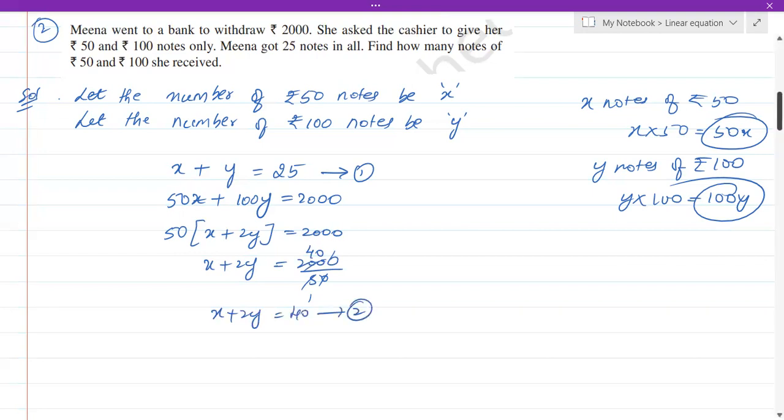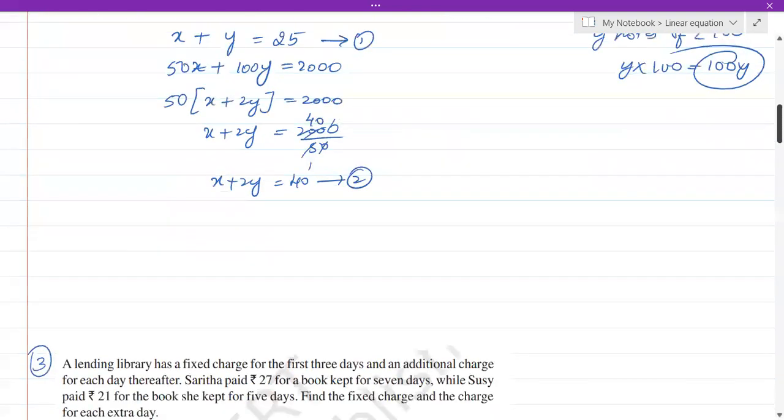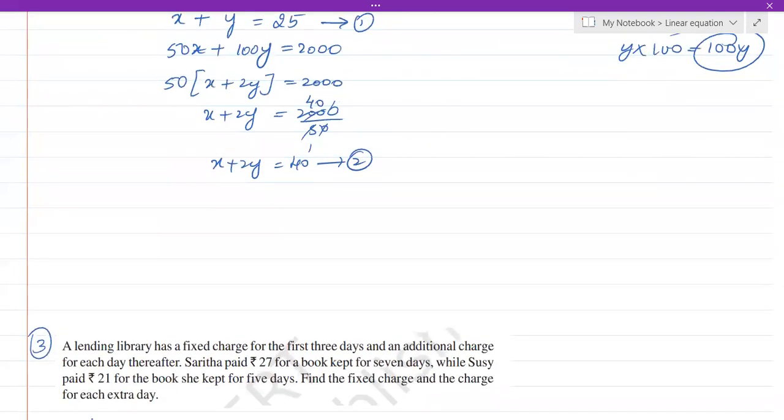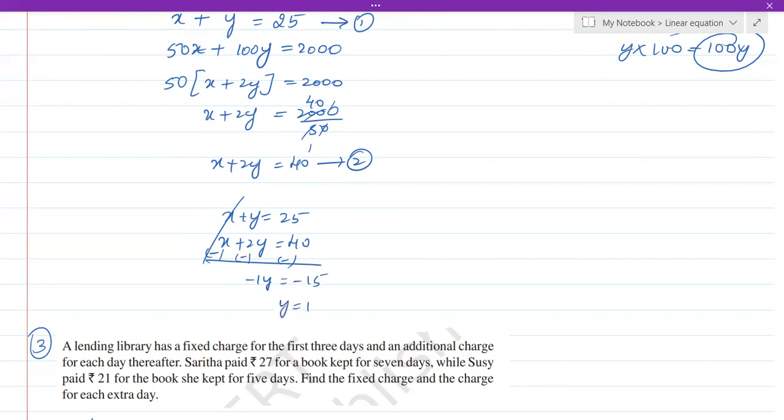So solving these two equations by elimination method, let's solve it. x plus y is equal to 25. x plus 2y is equal to 40. So let's change the sign. So it will become plus and minus, x gets cancelled. Plus y minus 2y gives you minus 1y. 25 minus 40 gives you minus 15. Therefore, y value is 15.